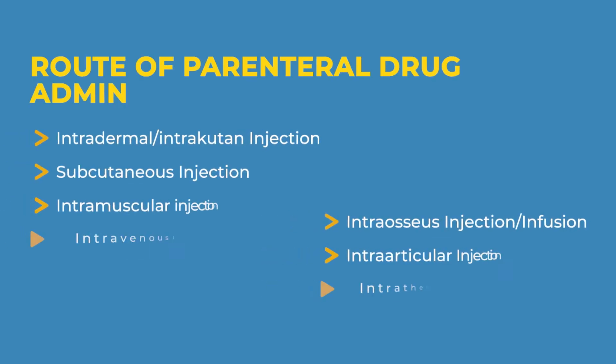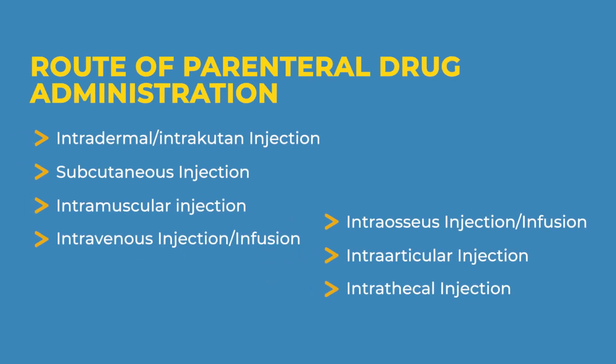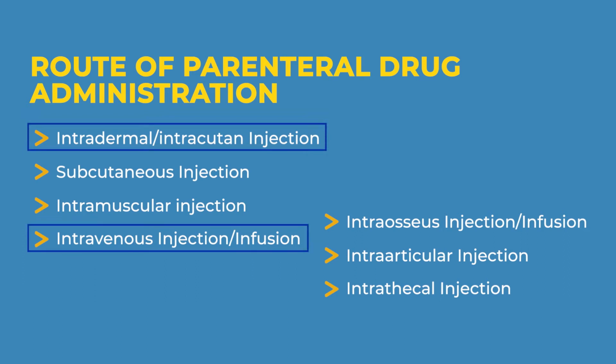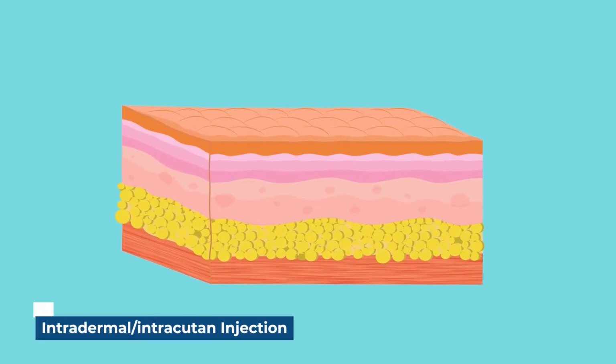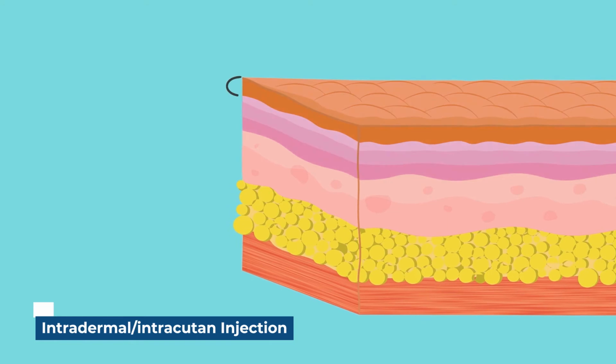Parenteral drugs can be given through several routes of administration. However, in this video, we will discuss 4 routes that are commonly used by general practitioners, such as intradermal or intracutaneous injection, intravenous injection, subcutaneous injection, and intramuscular injection. Let's start with intradermal or intracutaneous injection.